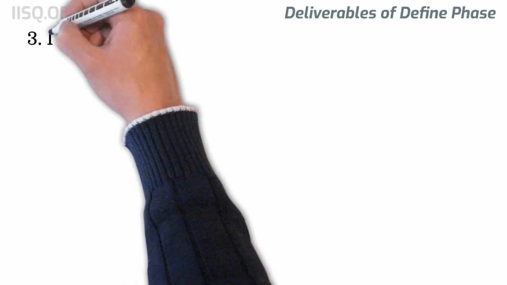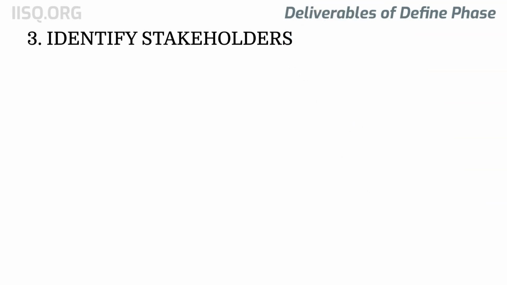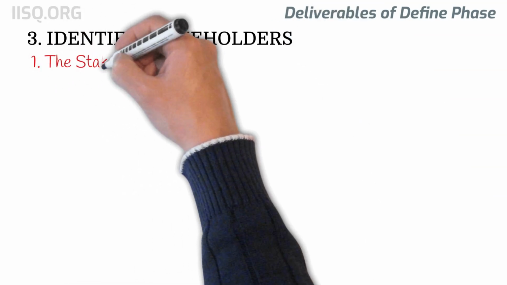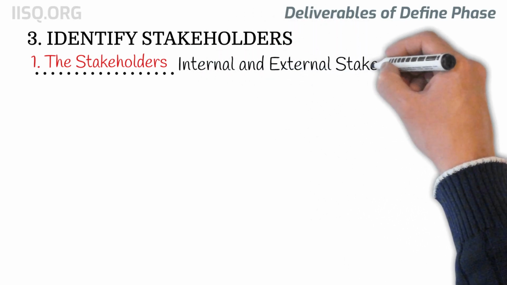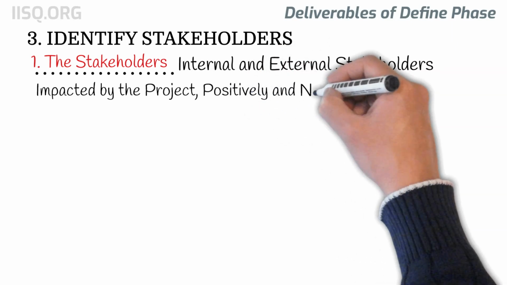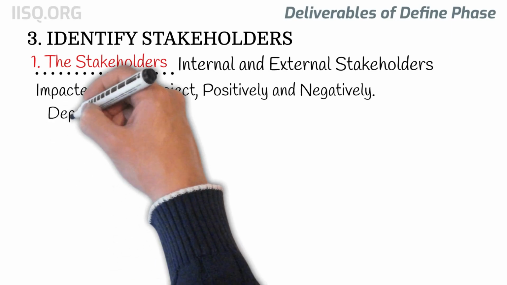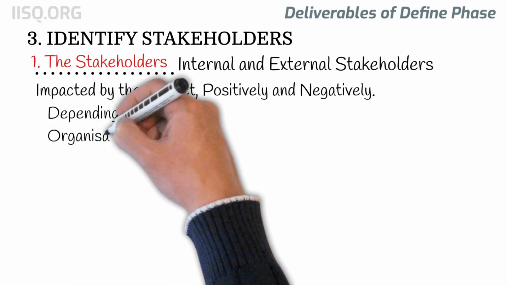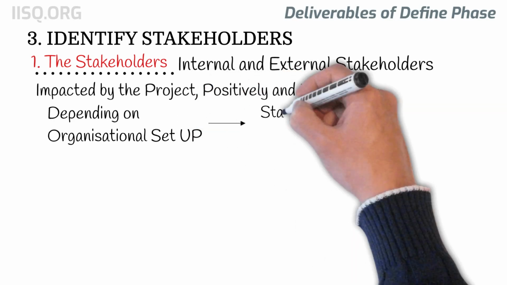The third deliverable of the Six Sigma define phase is to identify all the stakeholders served by the process. The stakeholders can be both internal and external. A stakeholder is anyone impacted by the project positively or negatively. Every process will have internal and external stakeholders whom it is catering to. Depending on the kind of organizational setup, the stakeholders and their expectations would certainly vary.